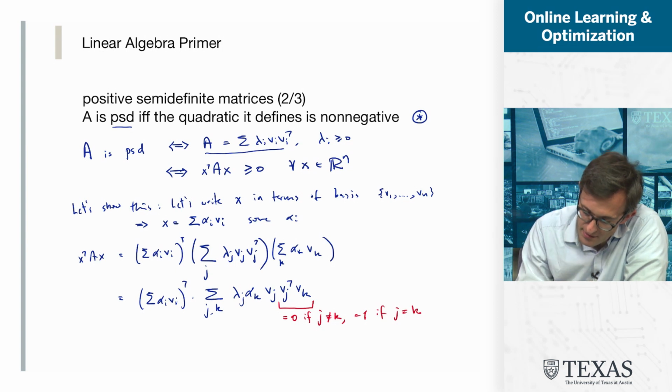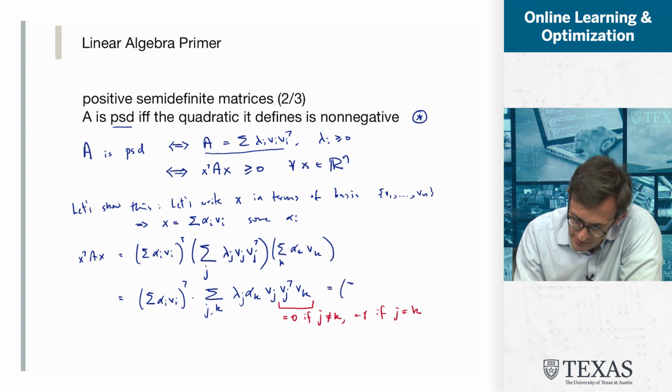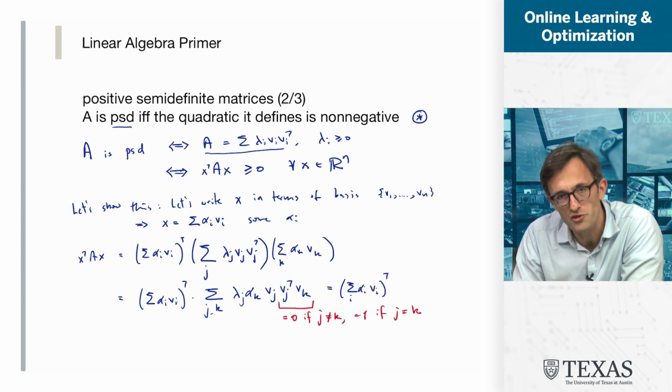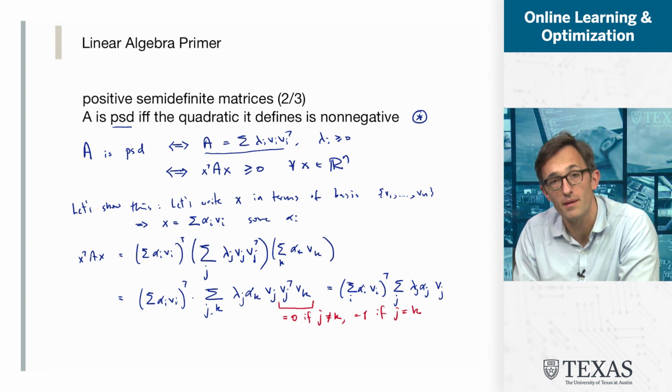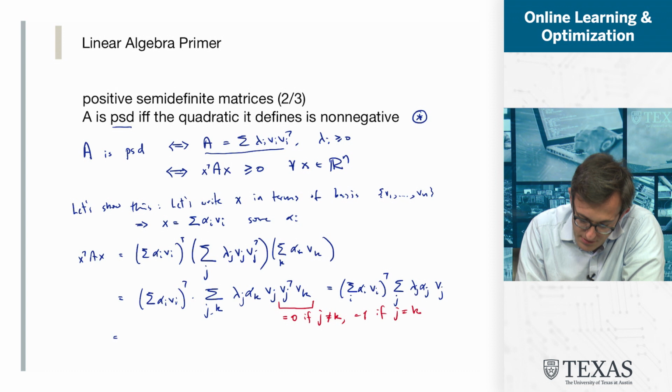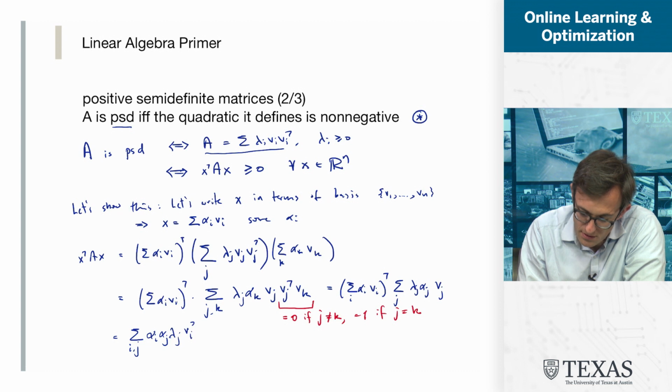What we have is that this is therefore equal to what I have on the left, which I didn't mess with, the sum of alpha i vi transpose, times not the sum over all j and k, but only the ones that are equal. So I'll just keep one of those parameters, j, and I've got lambda j alpha j vj, because this turned into 1. Now you can see we're going to play exactly the same game. I'm going to combine this. This is equal to the sum over i and j of alpha i alpha j lambda j, vi transpose times vj.